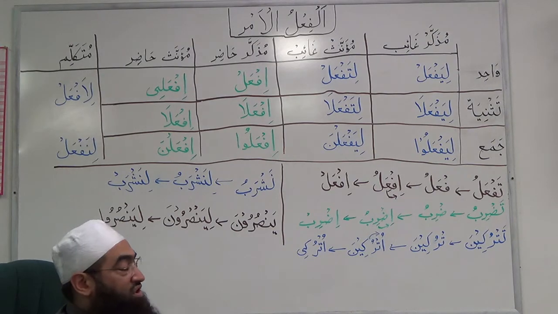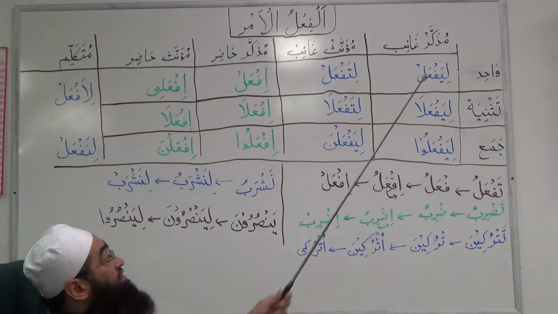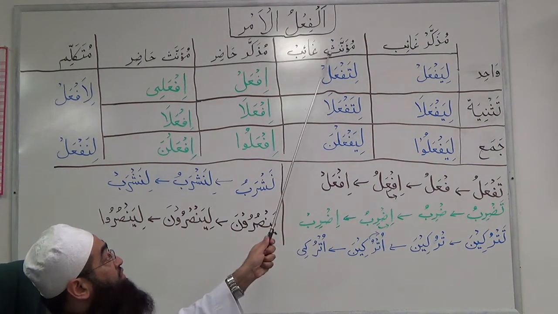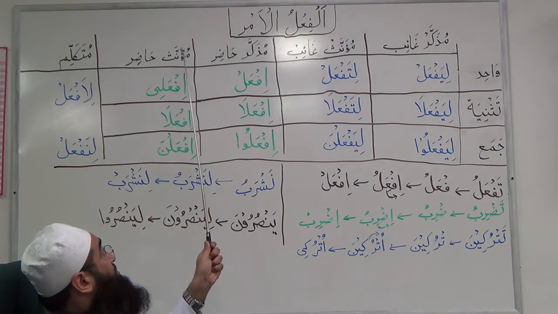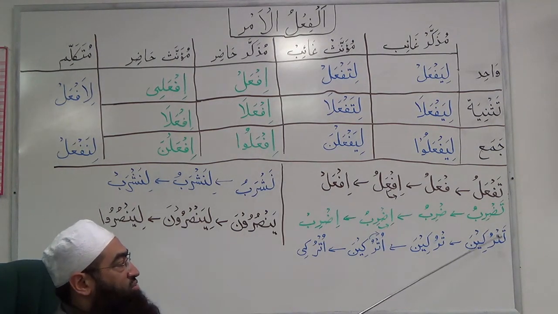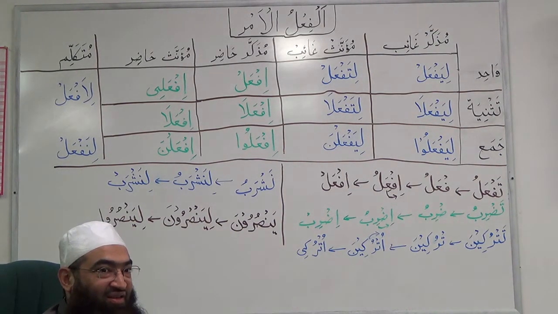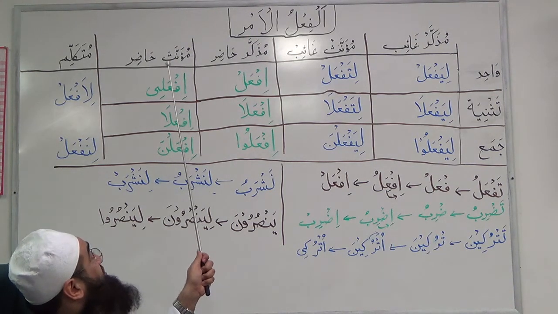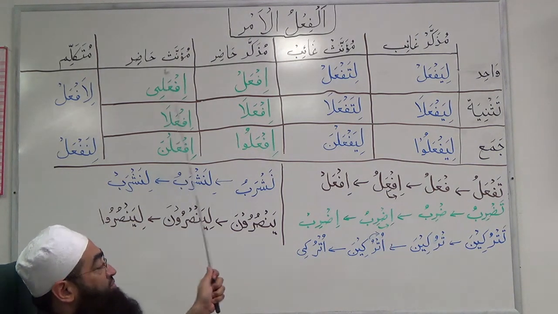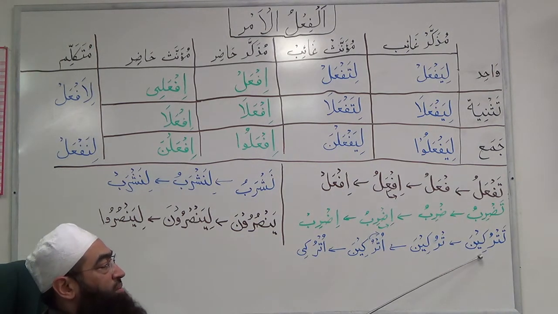So what from here, what is it? Is it mudakkar ghaib, muannas ghaib, mudakkar hadir, muannas hadir, or mutakallim? What is this word? Tatrukina. Yeah. Say that again. Second person. Right here. Okay. So it's tatrukina. Good job. So tatrukina.